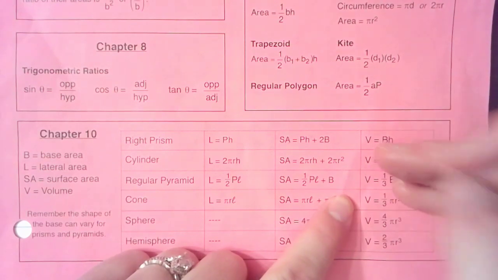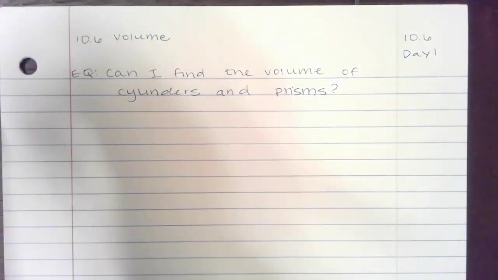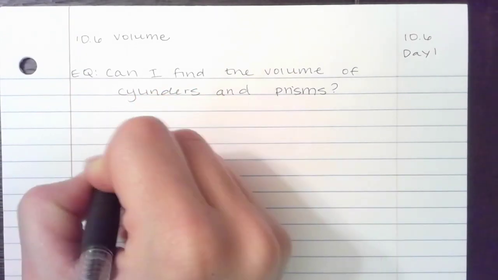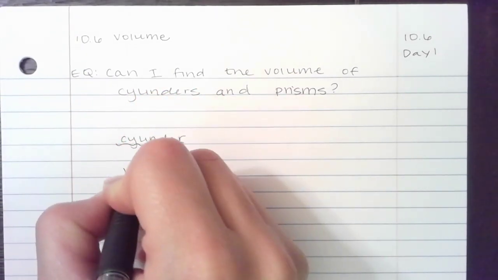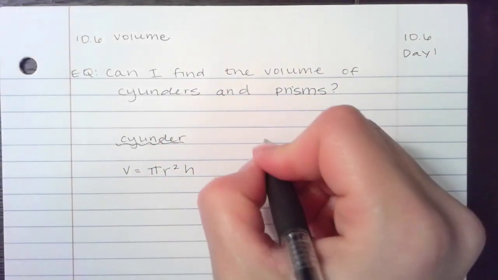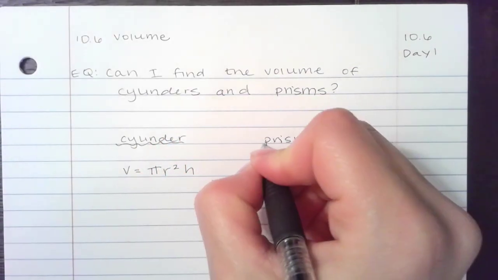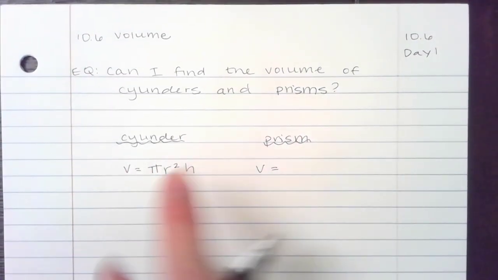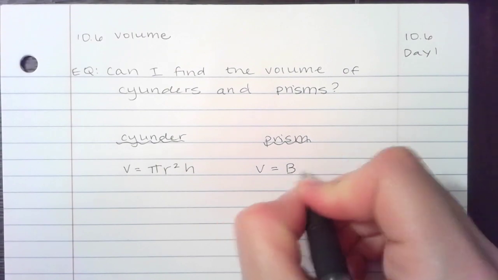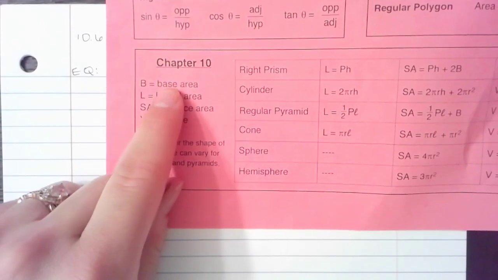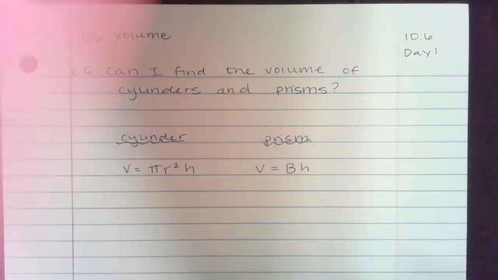So you can have them on your formula sheet. I'm going to write them down. Let's really look at this. So a cylinder volume looks like this. Pi r squared times h. And a prism formula is exactly the same. But instead of pi r squared, they're going to put a big B. What does that big B stand for? That capital B, it stands for the area of the base.